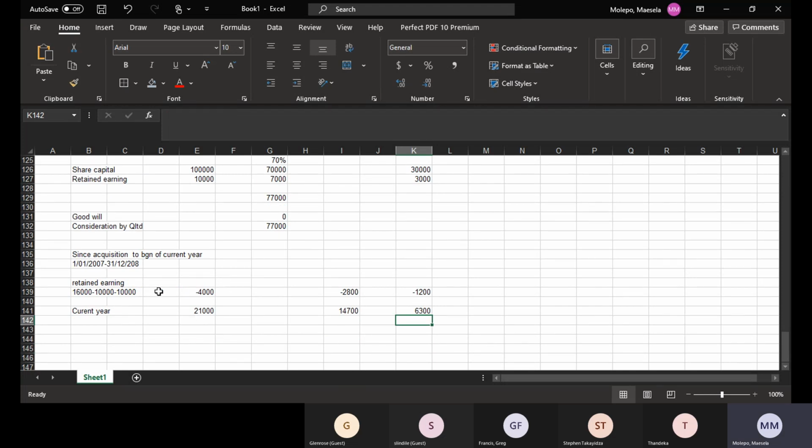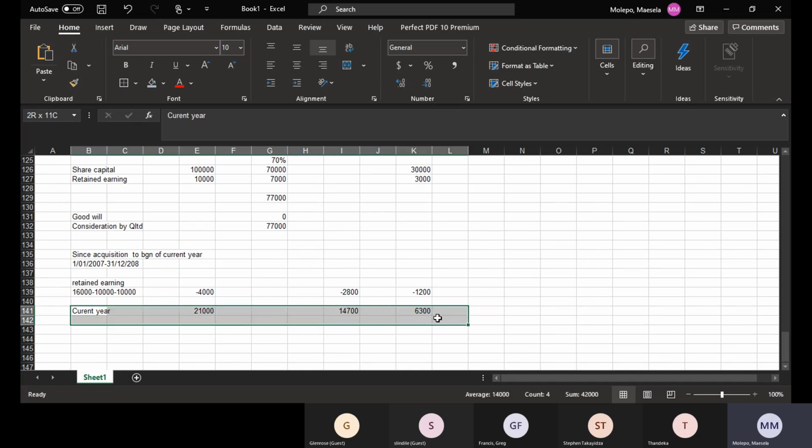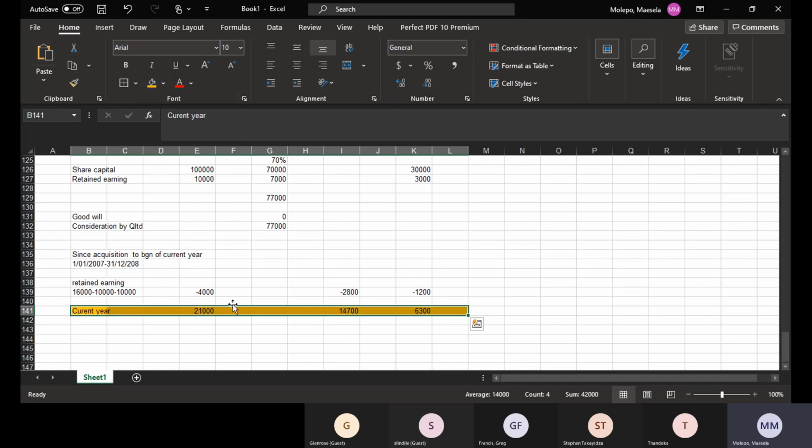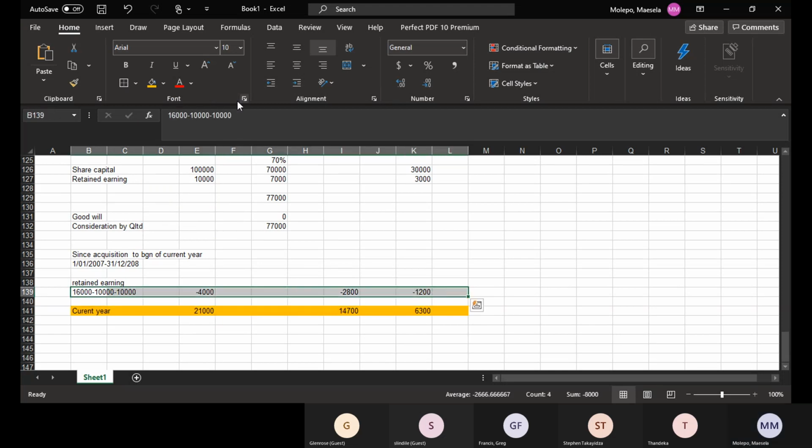But suppose the asset was not sold on 1 January 2008, instead was sold on 1 January 2009. The profit was going to be deducted on the current year instead of the since-acquisition part. It was not going to be deducted on the retained earnings. It was going to be deducted on the current year. So just note those differences.